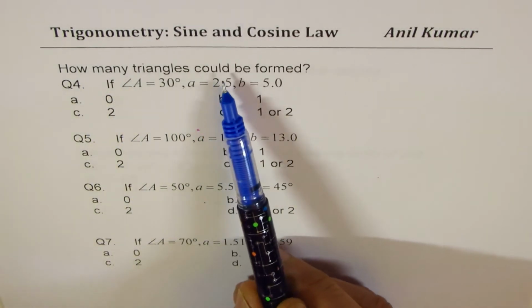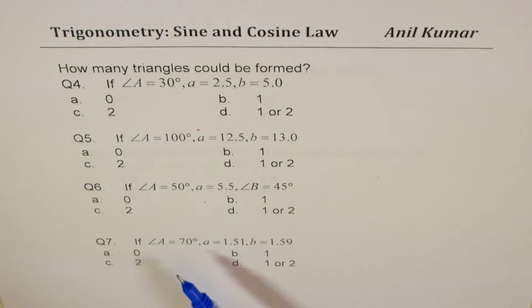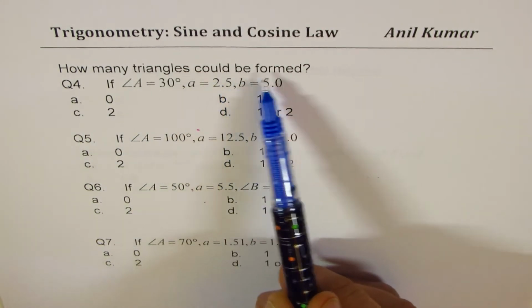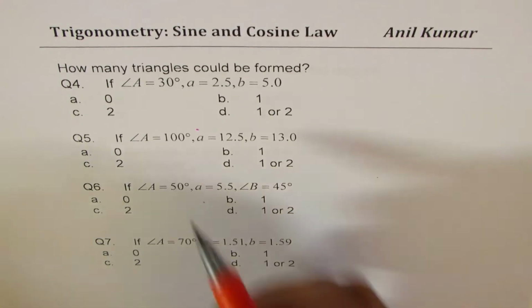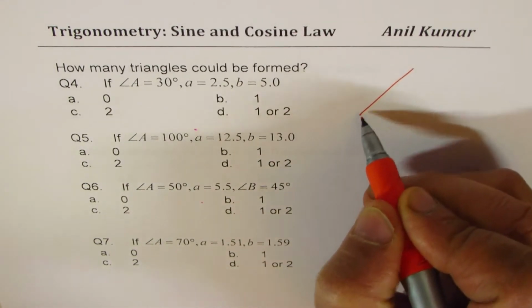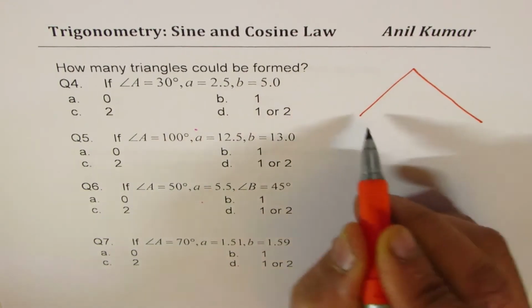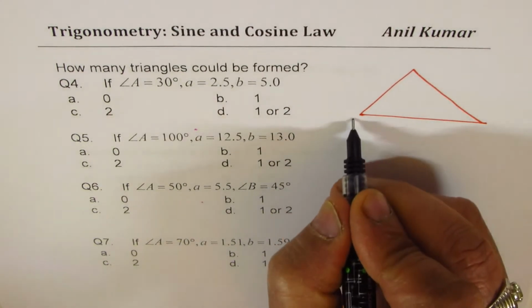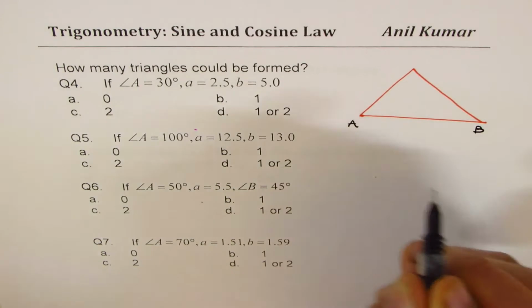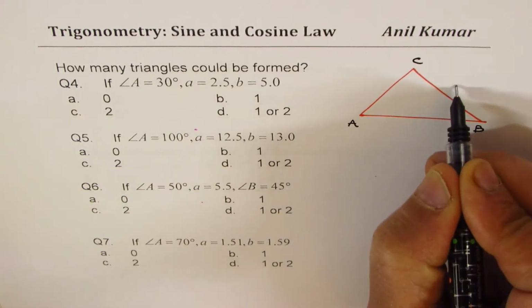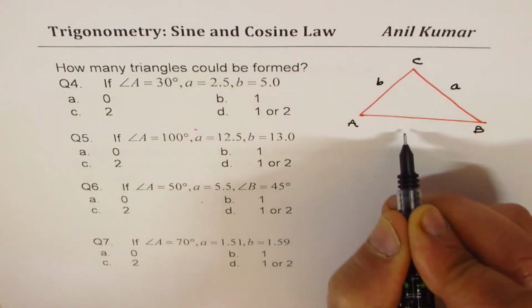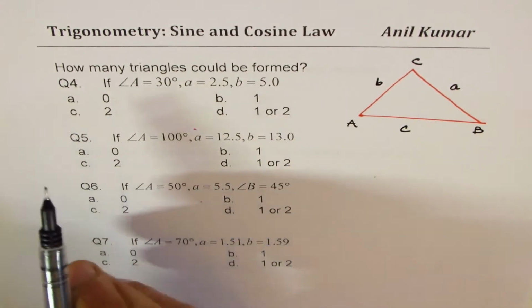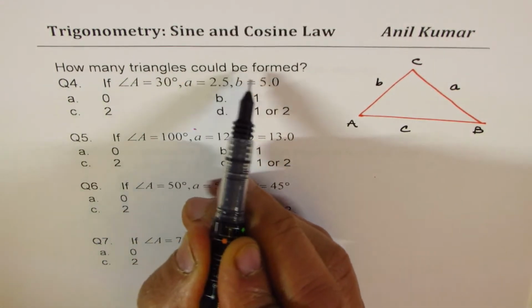How many triangles could be formed? That is the question now. Now we could have ambiguous cases. So let me just discuss that a bit and then we'll move forward on this. So let's say we have a triangle, and we are using ABC just to keep things very simple. That means we are now working on sides a, b and c. Now how many triangles could be formed?